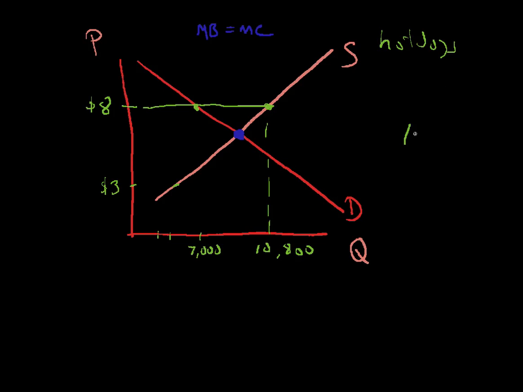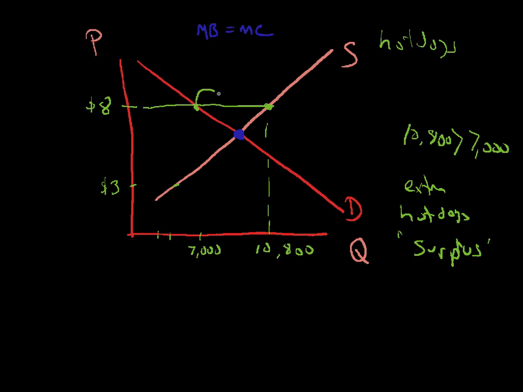Here's a little bit of math over here. 10,800 is greater than 7,000. We have extra hot dogs. We have a surplus of hot dogs. And that is what this distance is here. 10,800 minus 7,000 is 2,200 dogs. That's a surplus of hot dogs. Now here's the trick. This is what's so exciting about this surplus diagram. I know you'll probably test it. What is a surplus? You have to draw the diagram.